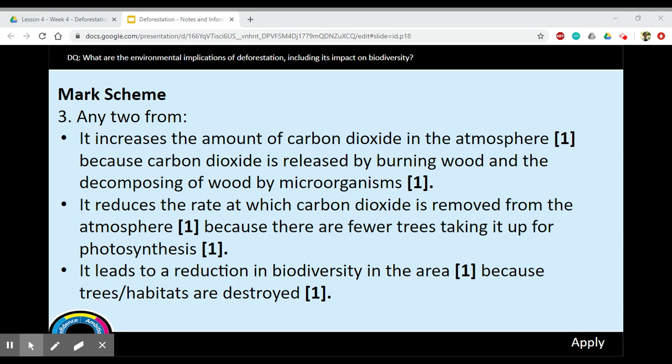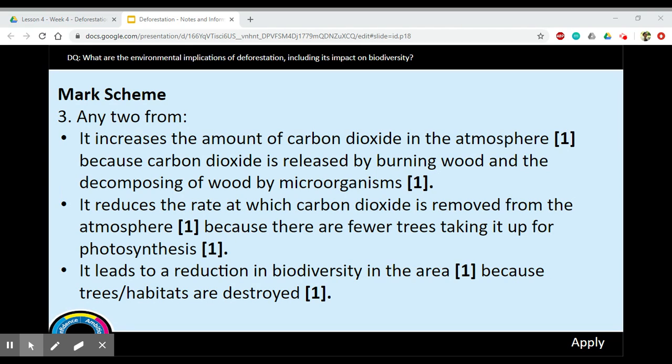It reduces the rate at which carbon dioxide is removed from the atmosphere, or you can say carbon dioxide removal slows down or stops, because there are fewer trees taking it up for photosynthesis. It's really important that you put this second point, because a lot of people forget that there are fewer trees that take it in for photosynthesis. That is why carbon dioxide removal from the atmosphere is being reduced.